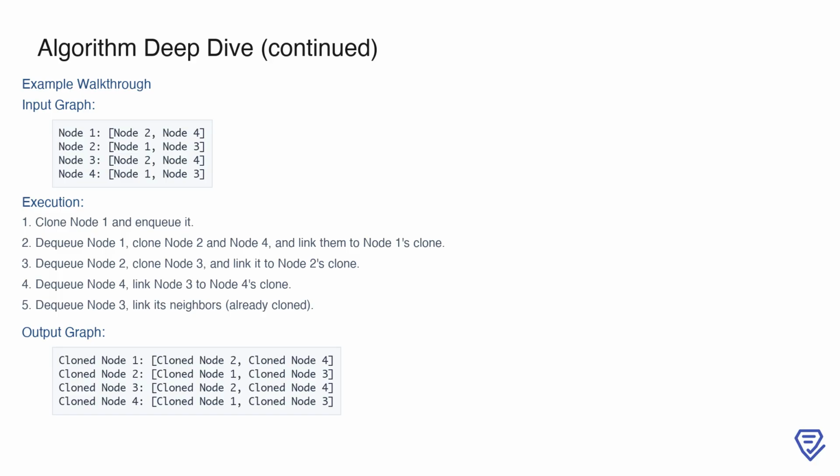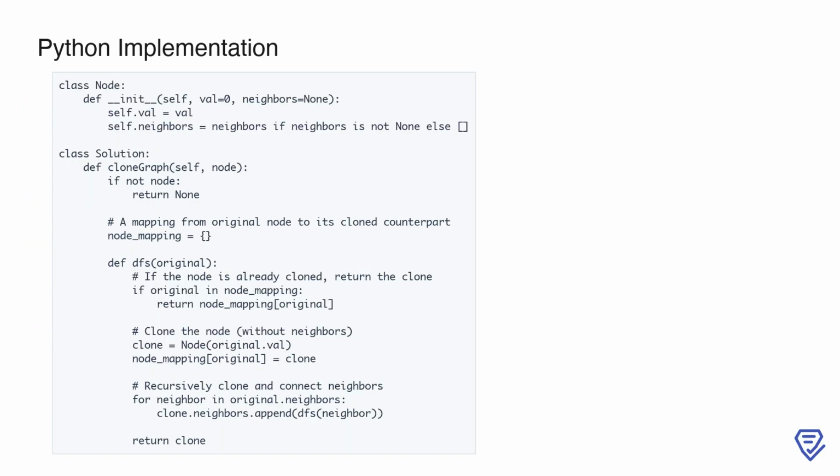Then we dequeue node 4 and link node 3 to node 4's clone, as node 3 has already been cloned. Finally, we dequeue node 3 and link its neighbors, which are already cloned, to complete the graph. The resulting cloned graph mirrors the original, with all nodes and edges replicated, but without sharing any references with the original graph. Here, we start by defining the structure of a graph node using the node class.